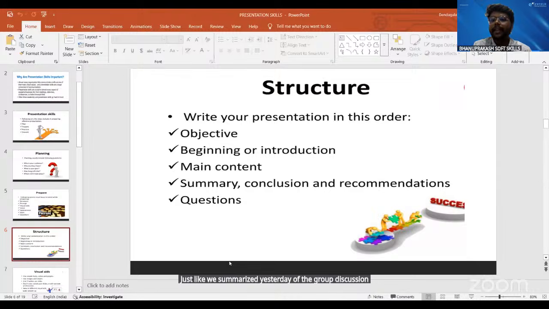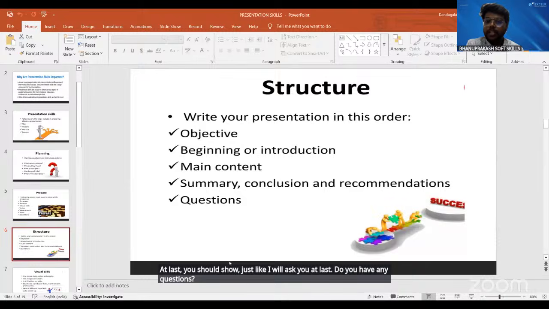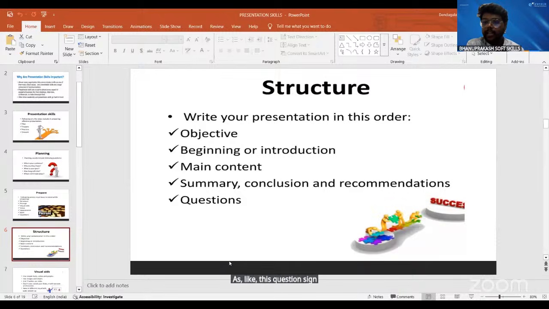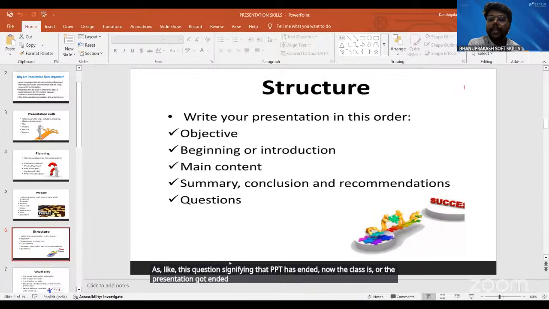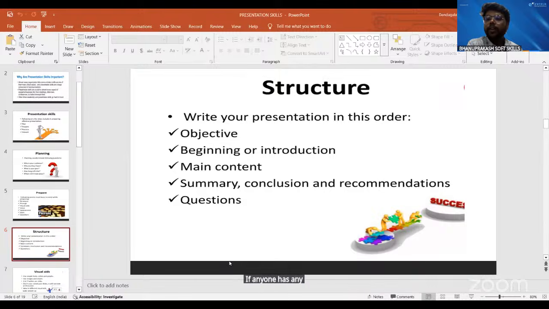And the conclusion and the recommendations. At last, you should show, just like I will ask you at last, do you have any questions? This question signifies that the PPT has ended, now the class, or the presentation, has ended. Now it's the time for your questions. So if anyone has any questions, then you need to clarify that.